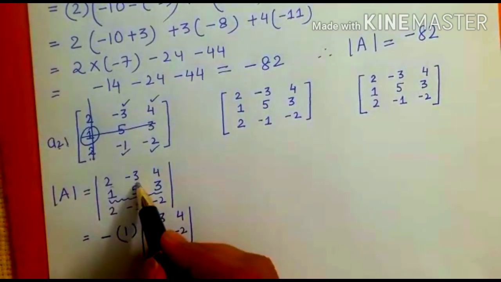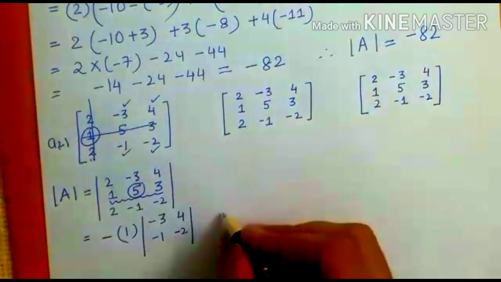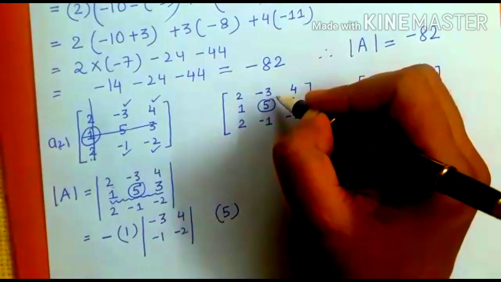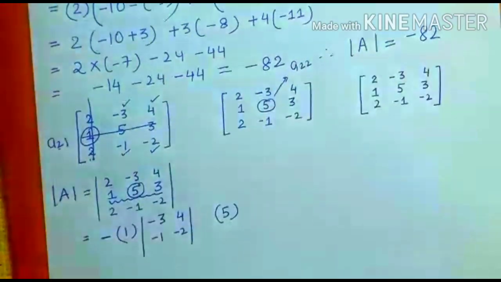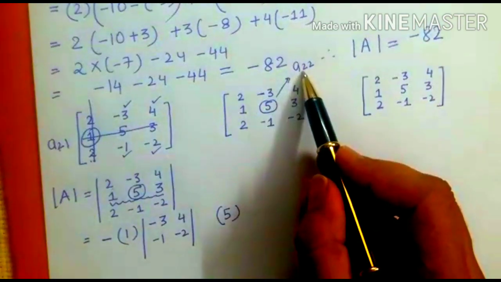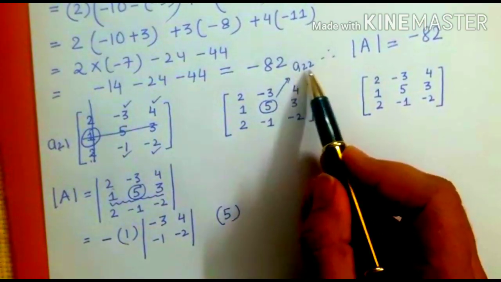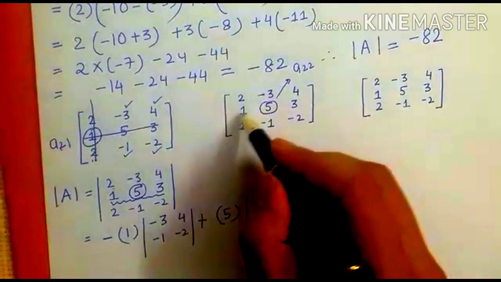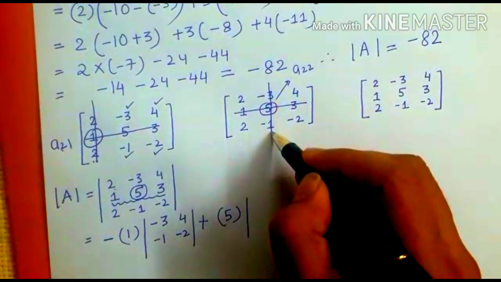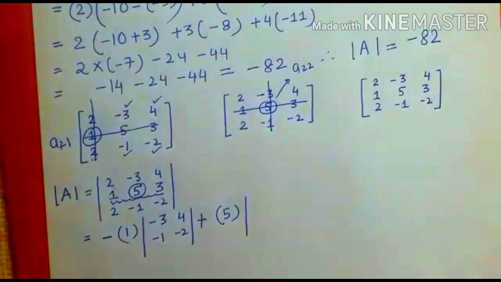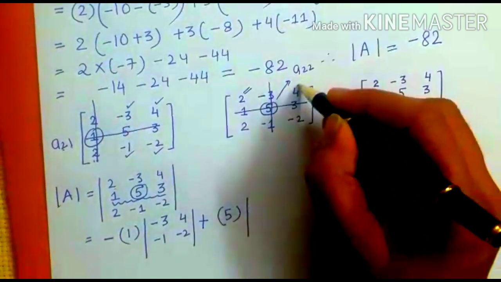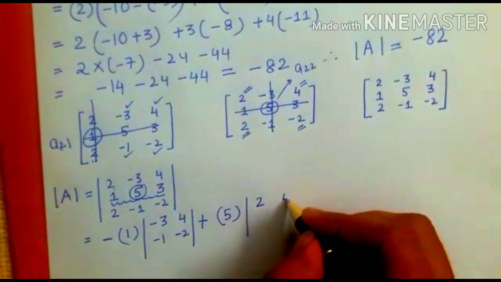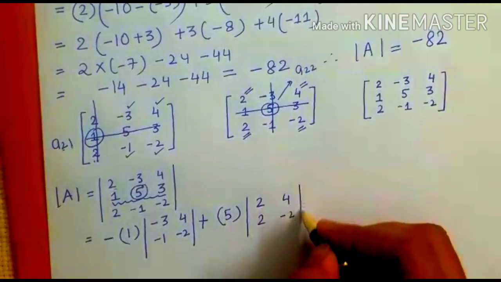Then pick up the second element, which is 5. So I write here 5. Now position of this element is A22. Here i plus j is 2 plus 2, 4, which is even. So I take here plus sign. Now delete the second row and the second column in which this element lies. So I am left with the submatrix with elements 2, 4, 2, minus 2. And its determinant is 2, 4, 2, minus 2.